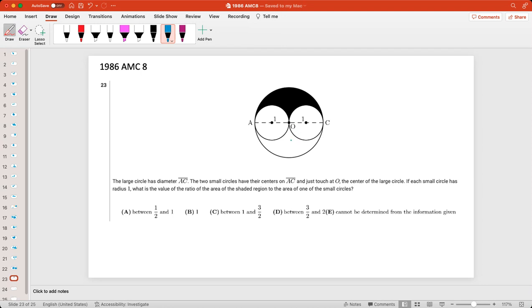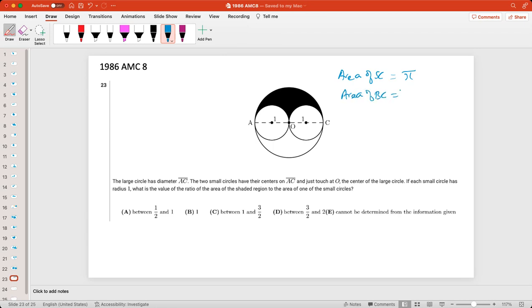Now the question is, what is the ratio between the area of the smaller circle to the area of the shaded region? So first we are going to find the area of the smaller circle. Area of small circle: if the radius is 1, the area will be pi r square, 1 square is 1, so pi. Now we have to find the area of the shaded region, for which first I'll find the area of the big circle.